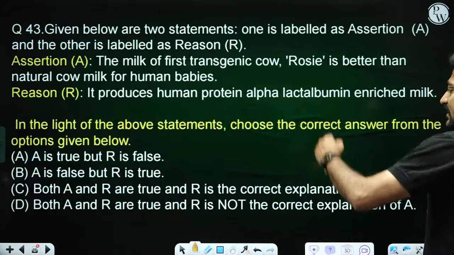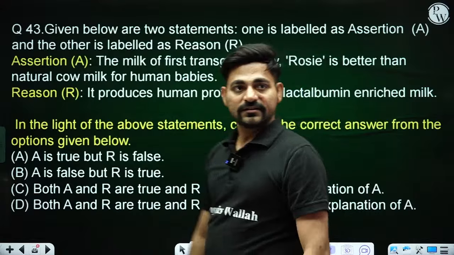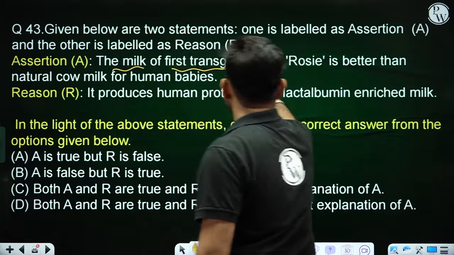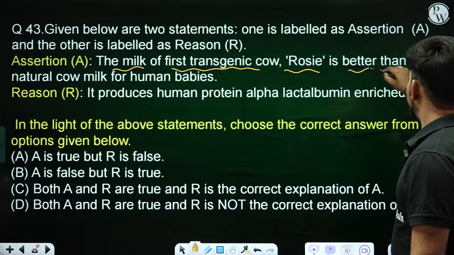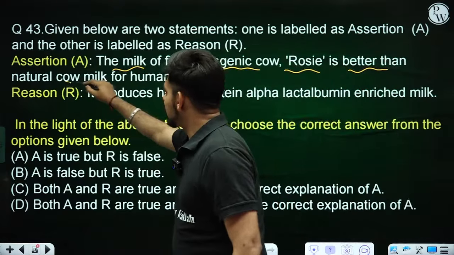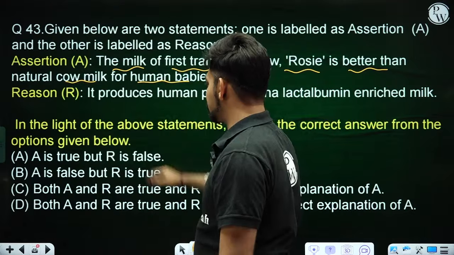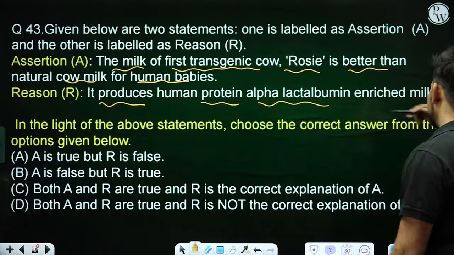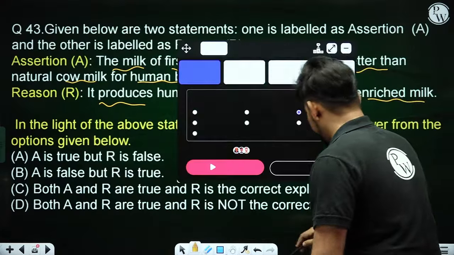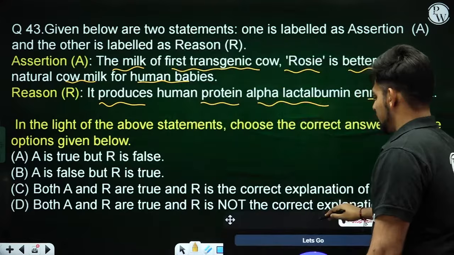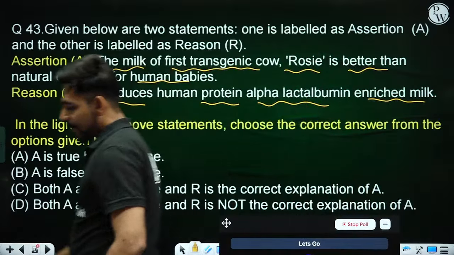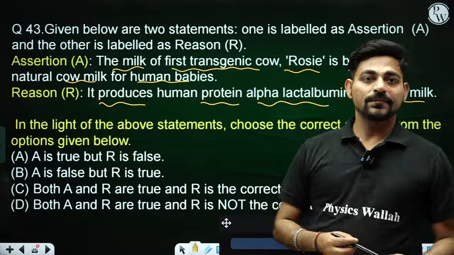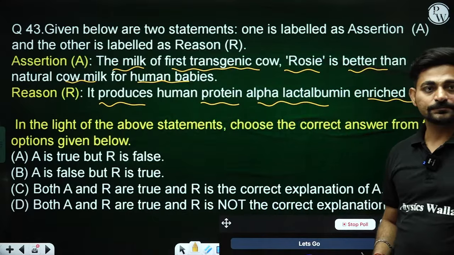Coming to the next assertion and reason. The assertion is saying the milk of first transgenic cow Rosie is better than natural cow milk for human babies, and the reason is saying it produces human protein alpha lactalbumin enriched milk. Okay, if you have studied the NCERT in proper way, you can really answer this question.